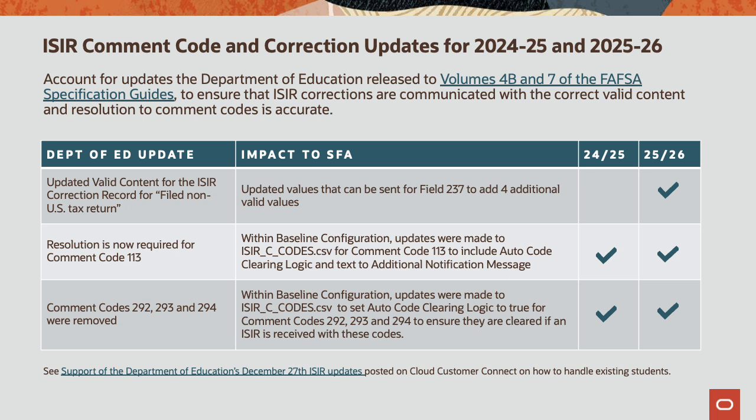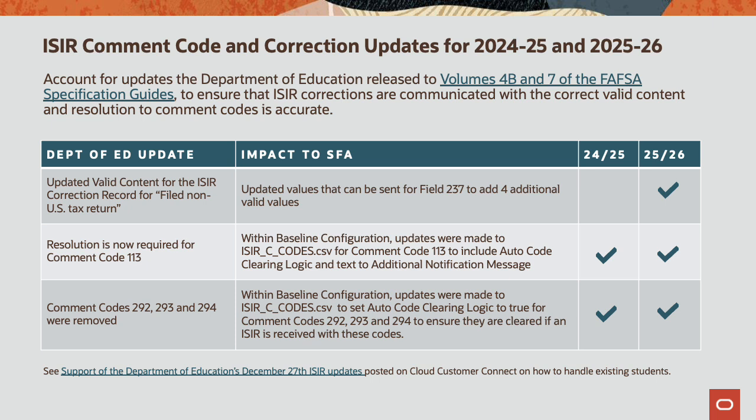Additionally, with the February release, we made updates to ISIR corrections and comment code resolution to account for the Department of Education's updates to volumes 4B and 7. As you can see in this table, the valid content when correcting for filed non-U.S. tax return has been updated to include 4 additional possible values for the 25-26 award year. Once ED begins accepting ISIR batch corrections, you'll be able to send these new values with the SFA product.